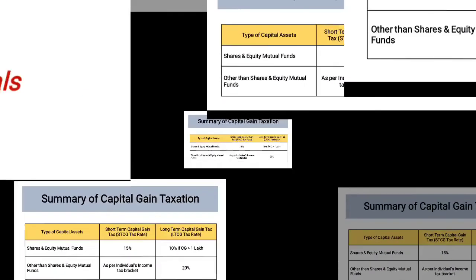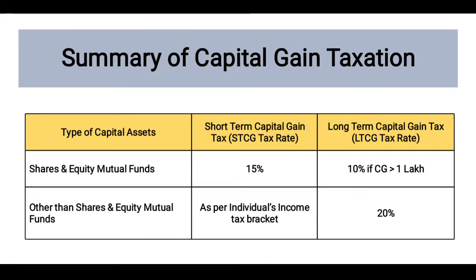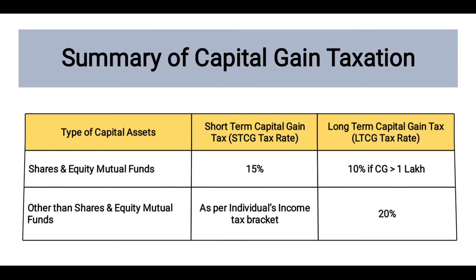Now here is a summary of the capital gain tax which we have already discussed, so I am just briefing it. Type of capital asset: if it is shares and equity mutual fund and it is short term, then 15%. If it is long term capital gain, then 10% will be charged if you have more than 1 lakh rupees capital gain. And in case of other than shares and equity mutual fund, it will be as per the individual's income tax bracket, and in case of long term capital gain, then a flat 20% will be applicable.